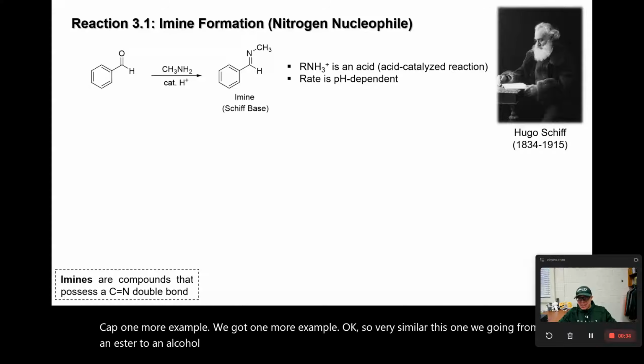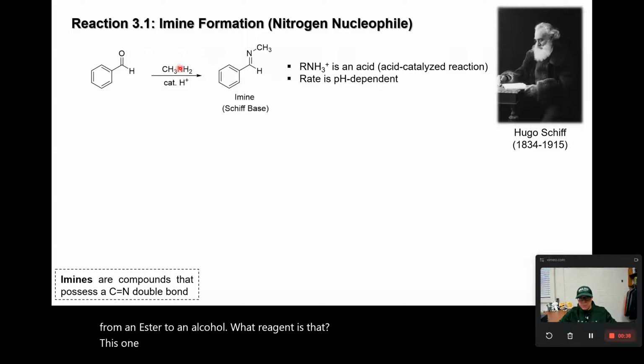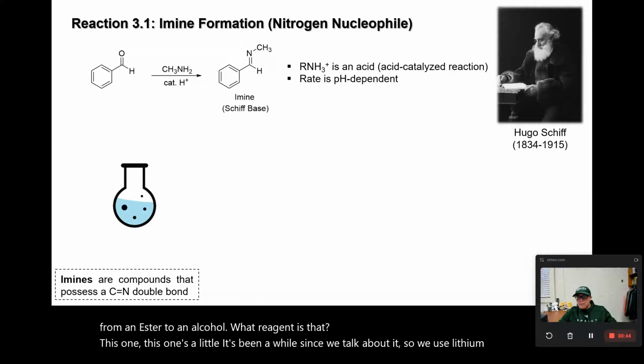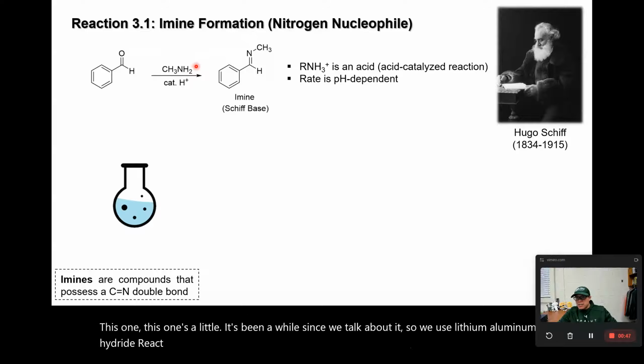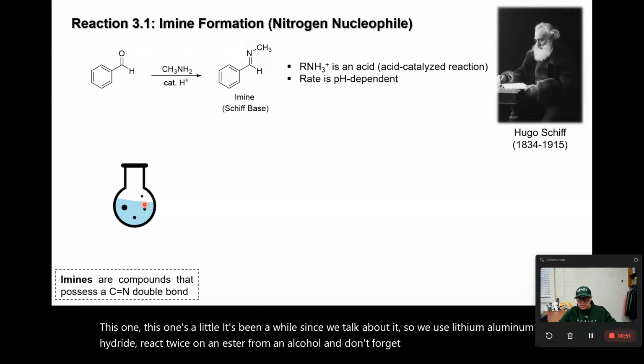Let's look at the reagent. So we add a primary amine, not secondary, not tertiary. This is a primary amine. Add a small amount of acid. Let's say this is methylamine, a primary amine, used as a solvent. So put this in this container, and then add a small amount of acid.